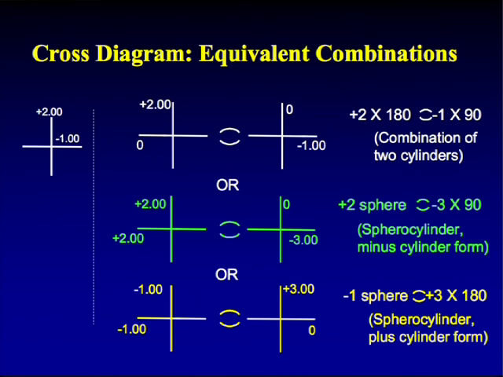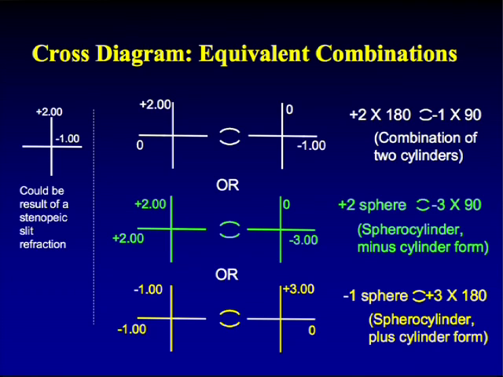So you have this cross diagram where you have -1 in the 180 meridian and +2 in the 90-degree meridian, which, by the way, could be the result of a stenopeic slit refraction, which we'll talk about briefly later. Stenopeic slit refraction gives you these two numbers. How do you convert that to a glasses prescription?